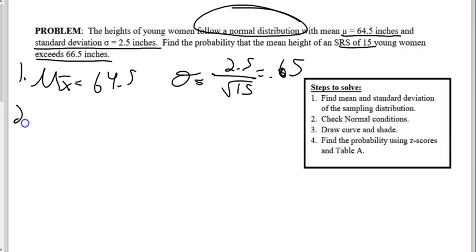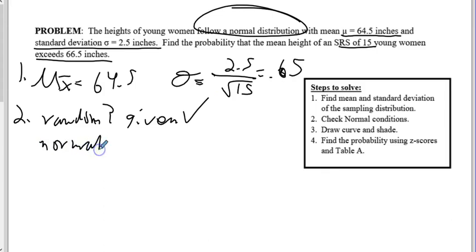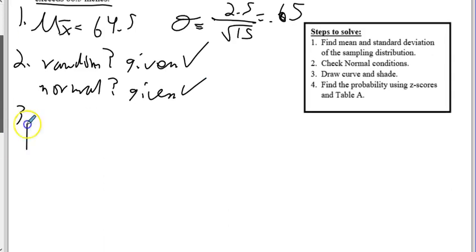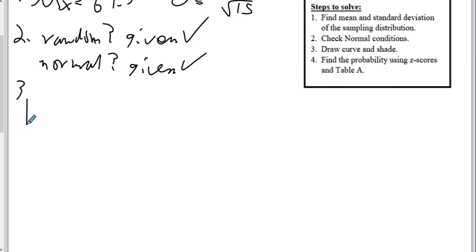Let's move on to number 2. Number 2 is easy. Random? You betcha. Given. Check. Normal? Given. Check. We don't have to do large numbers. In fact, we don't have enough for large numbers. But it told us it followed the normal distribution. So we're on to number 3 already. Look how fast that goes. Imagine how fast this quiz is going to go. Just like this. Bam. I mean, no time.